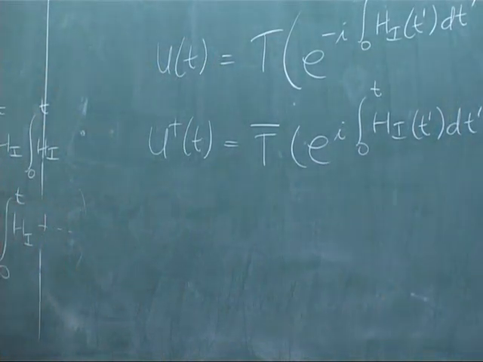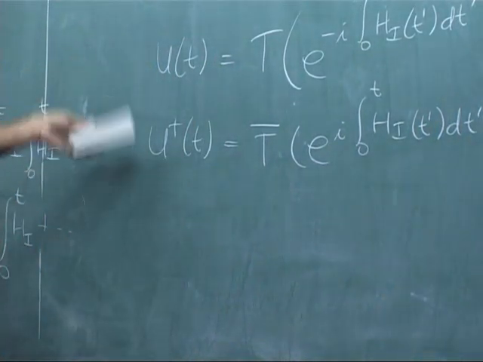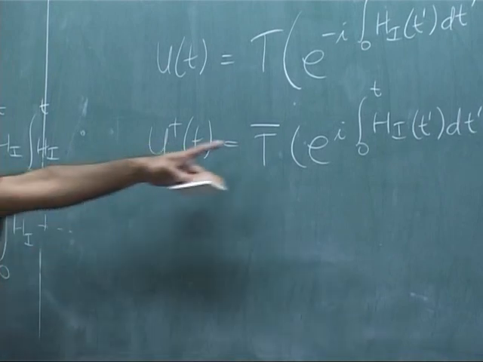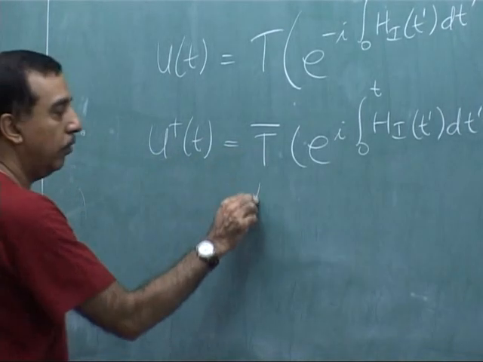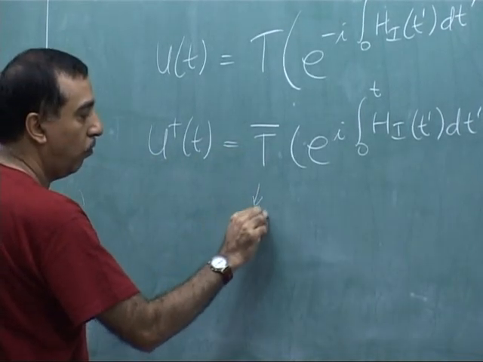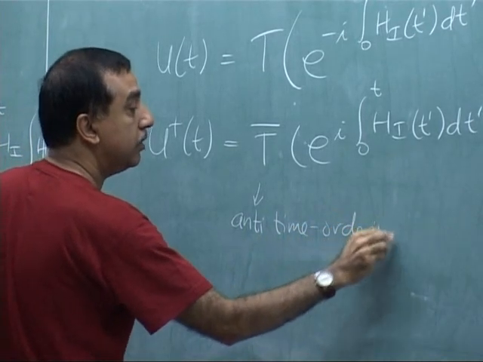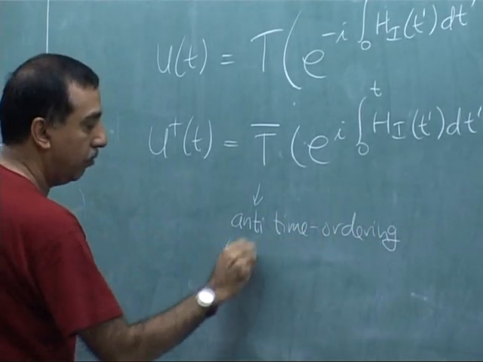And now let's convince ourselves that this is correct. If I multiply these two, what happens? Is it clear that I get 1 only because of this T bar? This is anti-time ordering. Anti means the latest time on the right.